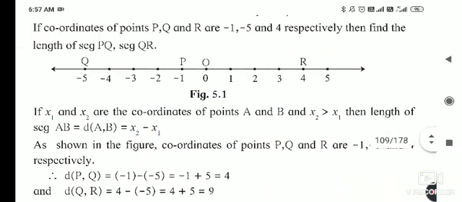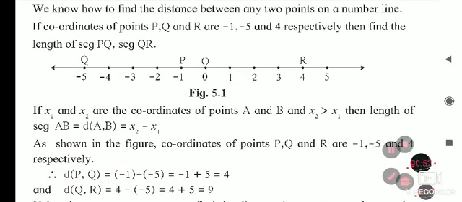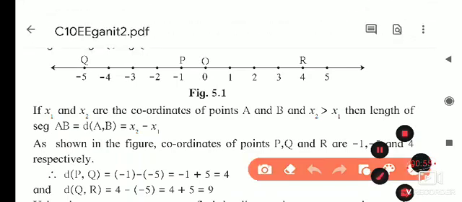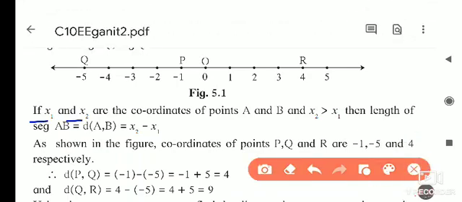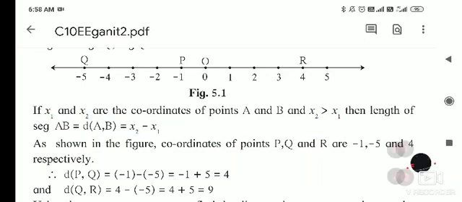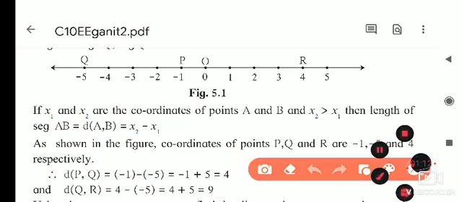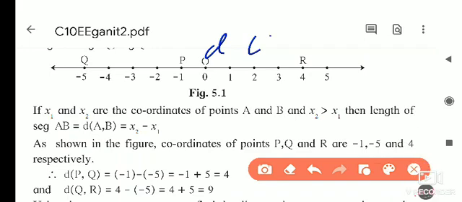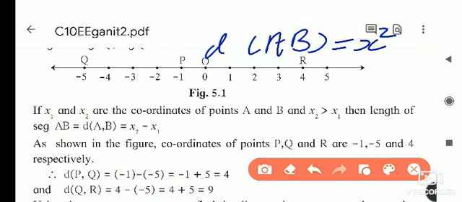So here x1 and x2 are the coordinates of points A and B. Then they told you that x2 is greater than x1. Then the length of segment AB, if x2 is greater than x1, means the distance of AB, is equal to the bigger number minus the smaller number. So in that way we have to find its answer.